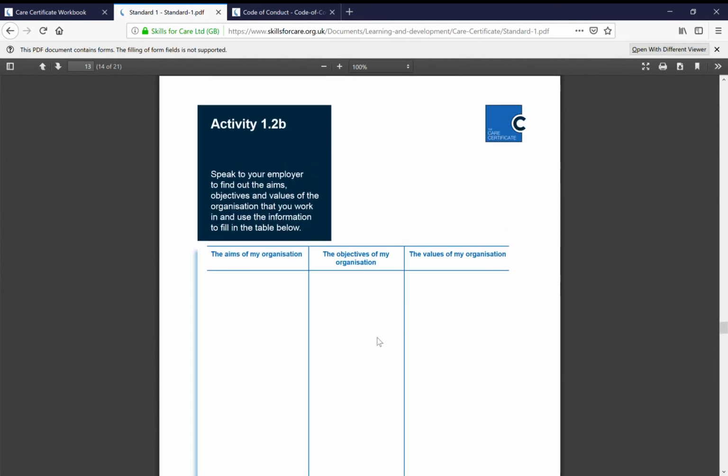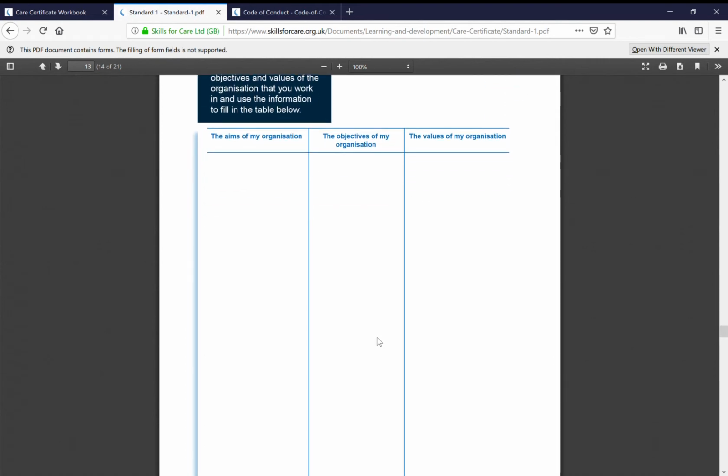Activity 1.2b, so speak to your employer to find out the aims, objectives and values of the organisation that you work in, and use the information below. So what you want to do is find out what is the big aim of your company, why did they start, what do they want to achieve? The objectives, how are they going to get to that stage? How are they going to meet that aim of the organisation? And the values, so what do they believe in, and how might that impact the way you work?